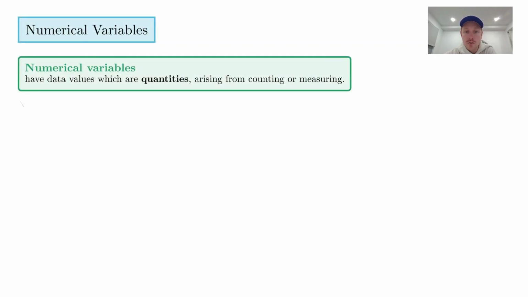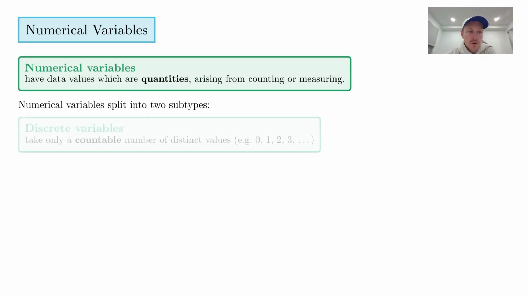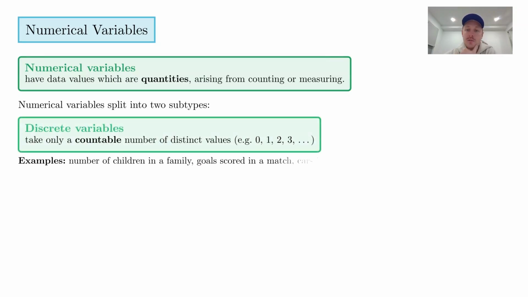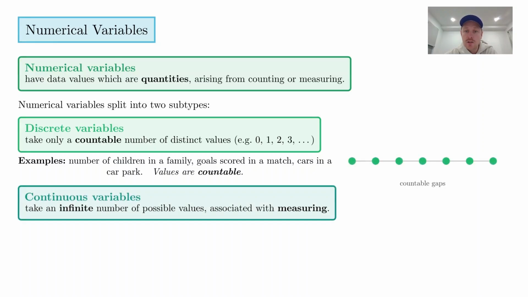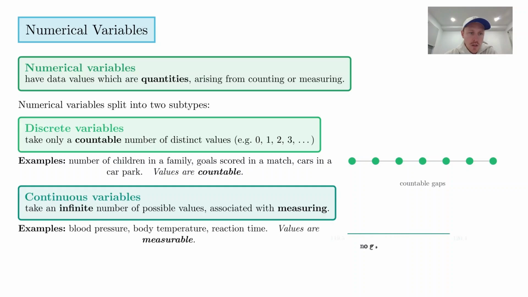Then we can look at numerical variables. So numerical variables are quantities arising from counting or measuring. And then there's 2 kinds. We've got what's called discrete and we've got continuous. So if we look at discrete first, discrete variables take on only a countable number of distinct values. So the number of children in a family would be discrete. The goals scored in a match would be discrete. The number of cars in the car park, because these values are all countable.